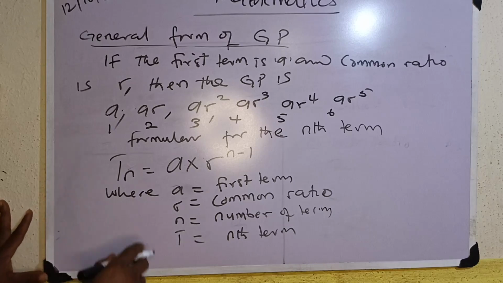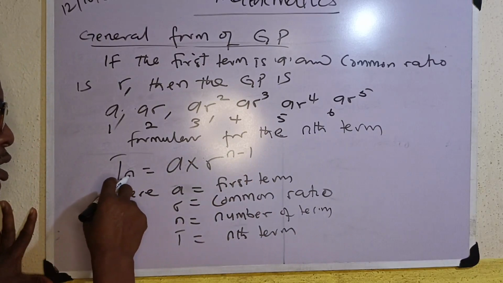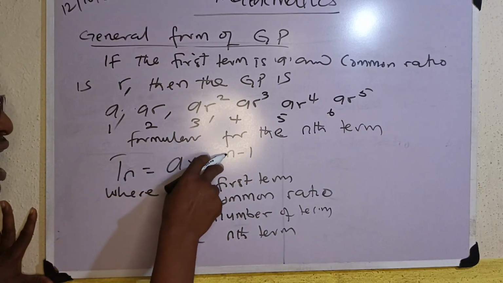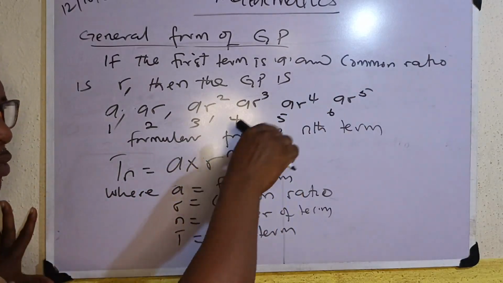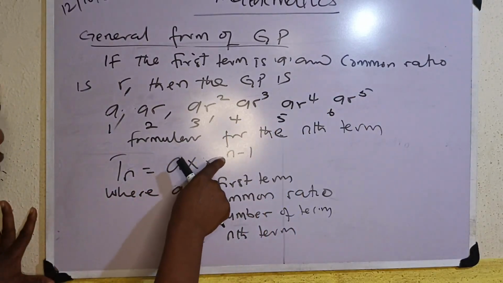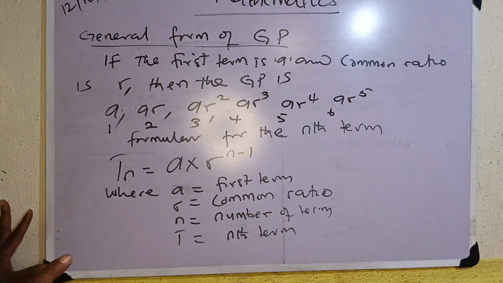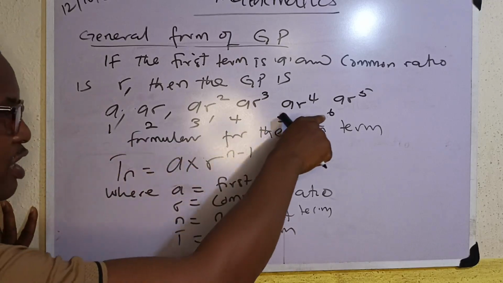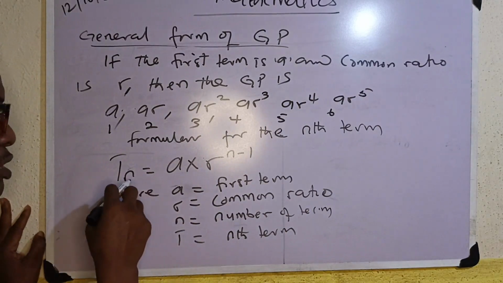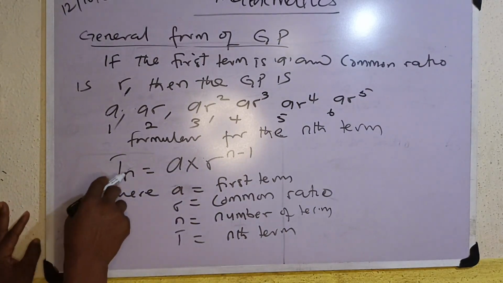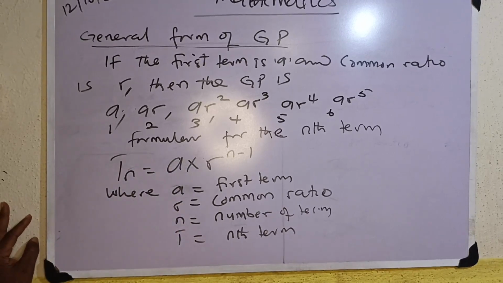To get any term, by formula, the nth term is A times R to the power n minus 1. Is that clear? Meaning you have to reduce the number by 1 to get the power. So that's how you derive the formula: Tn is equal to A times R raised to power n minus 1. Is that okay? Yes, sir.